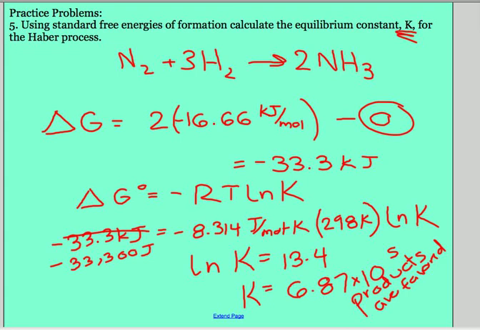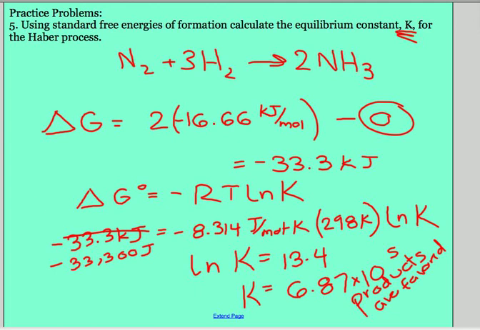This one here, they want you to calculate the equilibrium constant. So remember, the equilibrium constant is related to delta G. So the first thing I do here is I calculate delta G. So I do my products minus my reactants, and you'll notice that some elements have no Gibbs free energy, and that's fine. So I get my delta G is negative 33.3 kilojoules, and then what I do is I put this in to my delta G equation.